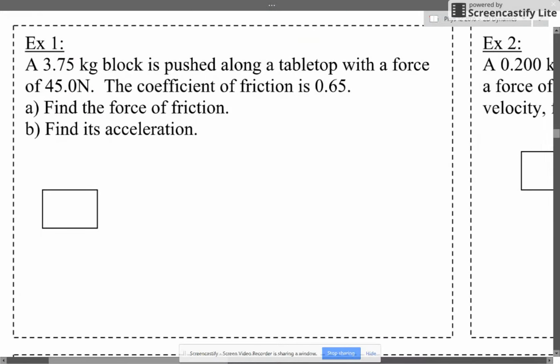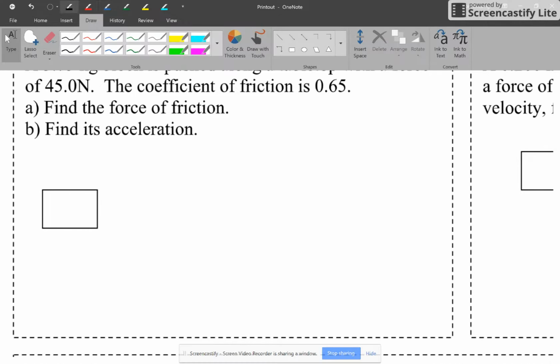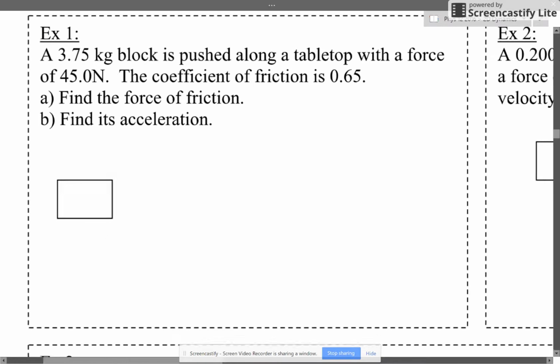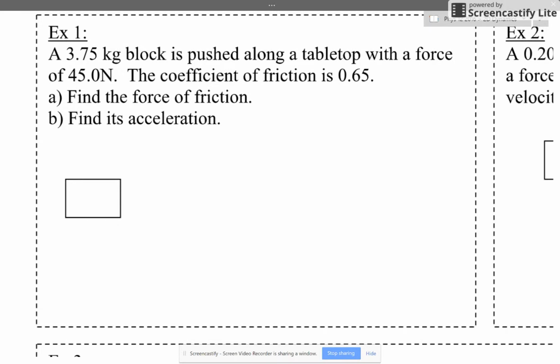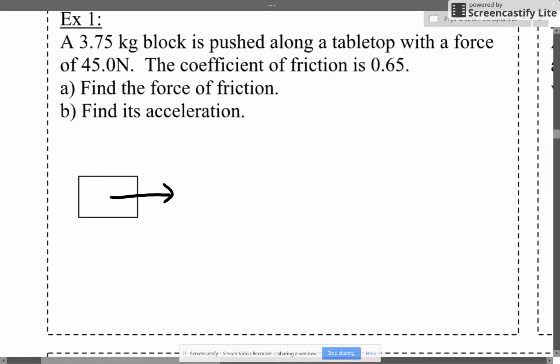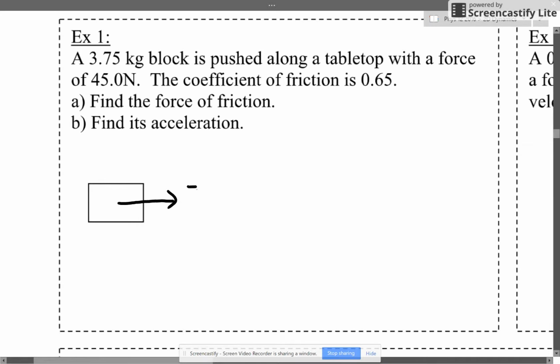A very basic one. A 3.75 kilogram block is pushed along a tabletop with a force of 45 Newton. That 45 Newton is an applied force. The coefficient of friction is 0.65. Find the force of friction and find the acceleration. Pretty straightforward. We start by drawing the free body diagram, as always. The free body diagram on this one has the applied force and gravity, because you're sitting on the table, being pushed, normal force, and finally friction. So force of friction on the back.